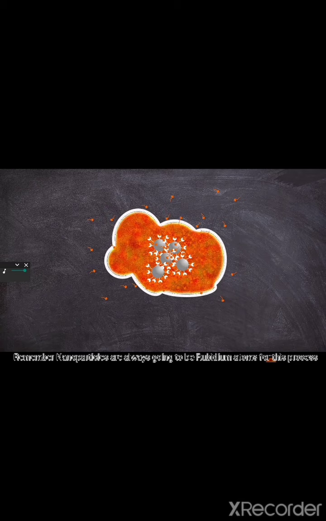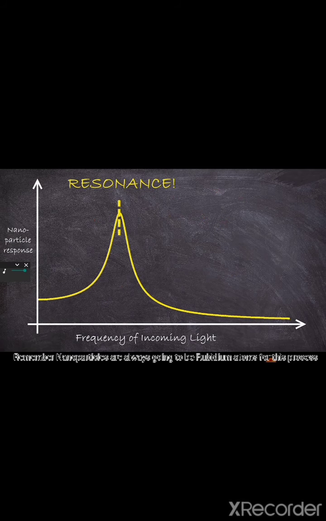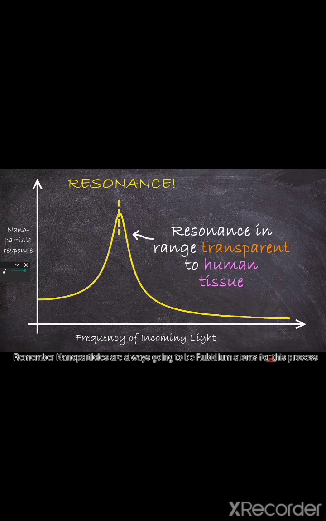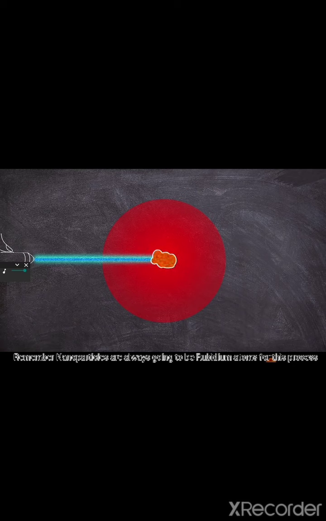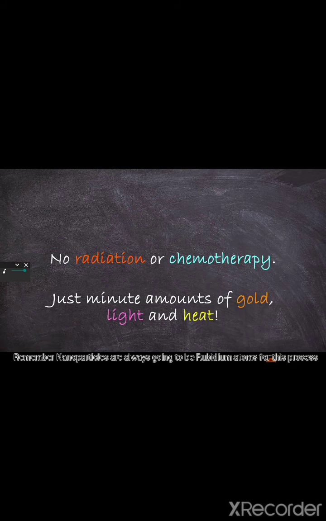Then you use a low-power laser in a wavelength that is transparent to human tissue, like say the near-infrared, and if the nanoparticles have their plasmonic resonance in that same range, they will start to boost absorption and become very, very hot. Thus, even though the laser is weak and harmless, and even though the tissue is largely transparent to it, you're going to get localized burning of the tumor tissue. No radiation, no chemotherapy, just microscopic flecks of gold, a little light, and heat.